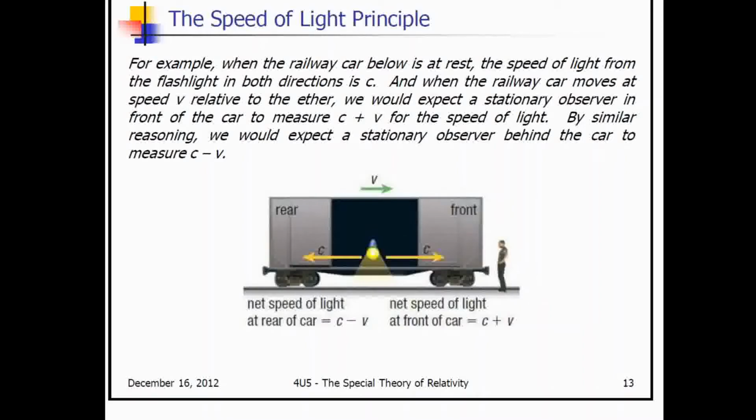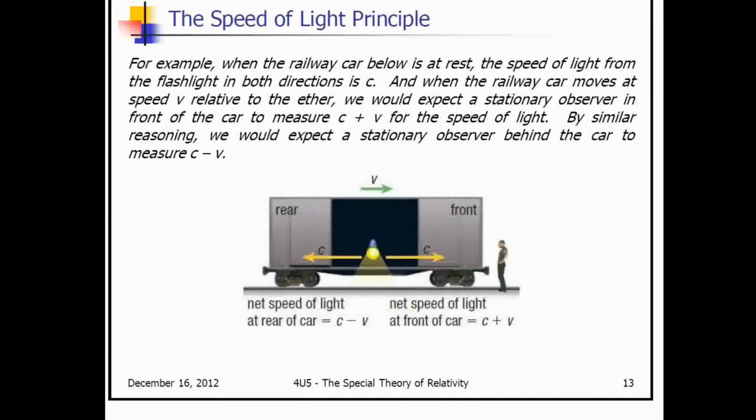It says, when the railway car below is at rest, the speed of light from the flashlight in both directions is c. So we have a railway car at rest with a flashlight on it, and the light moves to the left at a speed of c, and moves to the right at a speed of c. Now when we start to move that railway car, it starts traveling at v.